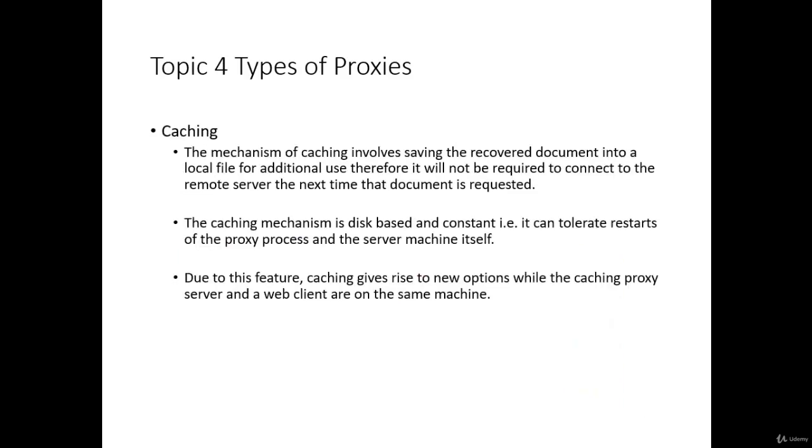Caching. The mechanism of caching involves saving the retrieved document into a local file for additional use. Therefore, it will not be required to connect to the remote server the next time that document is requested. The caching mechanism is disk-based and constant. It can tolerate restart of the proxy process and the server machine itself. Due to this feature, caching gives rise to new options while the caching proxy server and web client are on the same machine.